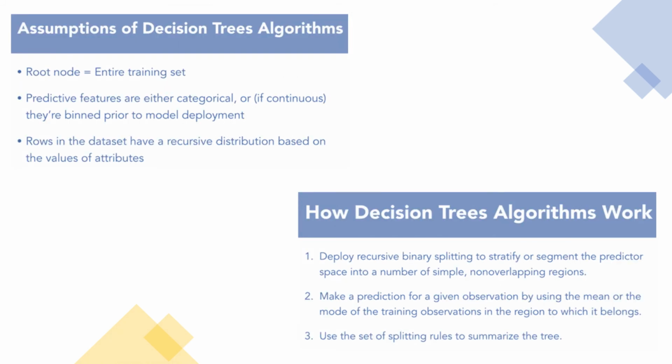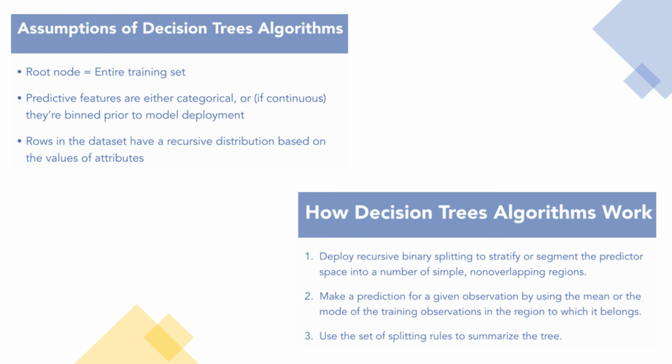So decision trees are not without their assumptions, of course. Those assumptions are that the root node comprises the entire training set. Predictive features must be either categorical or if they are continuous, they have to be built prior to model deployment. Lastly, decision trees assume that the rows in the dataset have a recursive distribution based on the values of attributes.